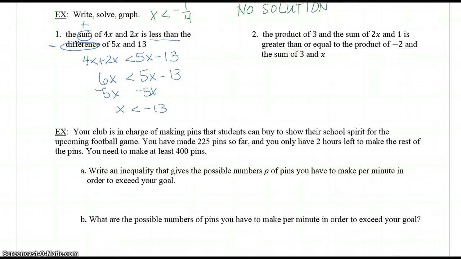Number 2, the product of 3 and the sum of 2x and 1. So product means that we're going to multiply. Of 3 and the sum, so that means add. And we're taking the sum of 2x and 1. So 2x plus 1. But then we have to multiply that by 3. So we're going to put some parentheses around that. Is greater than or equal to the product, again we're going to multiply, negative 2, and again the sum of 3 and x.